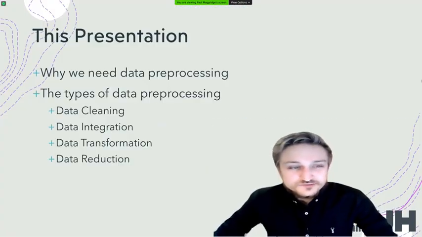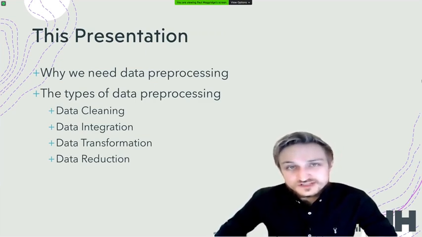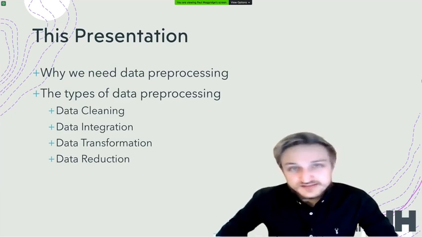In this presentation, we'll be looking at what is data preprocessing and why it's so important. We'll cover the different types of data preprocessing: cleaning, integration, transformation, and reduction.